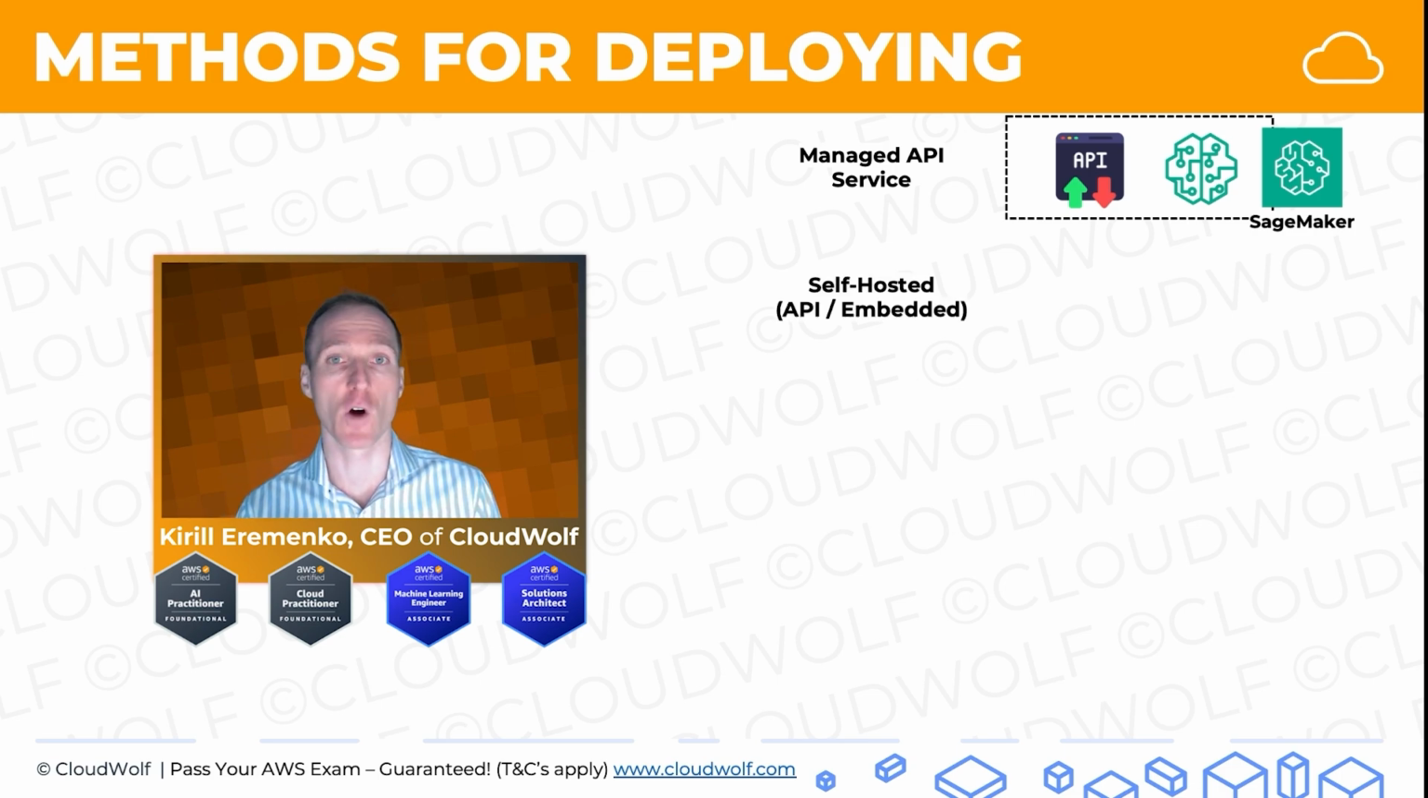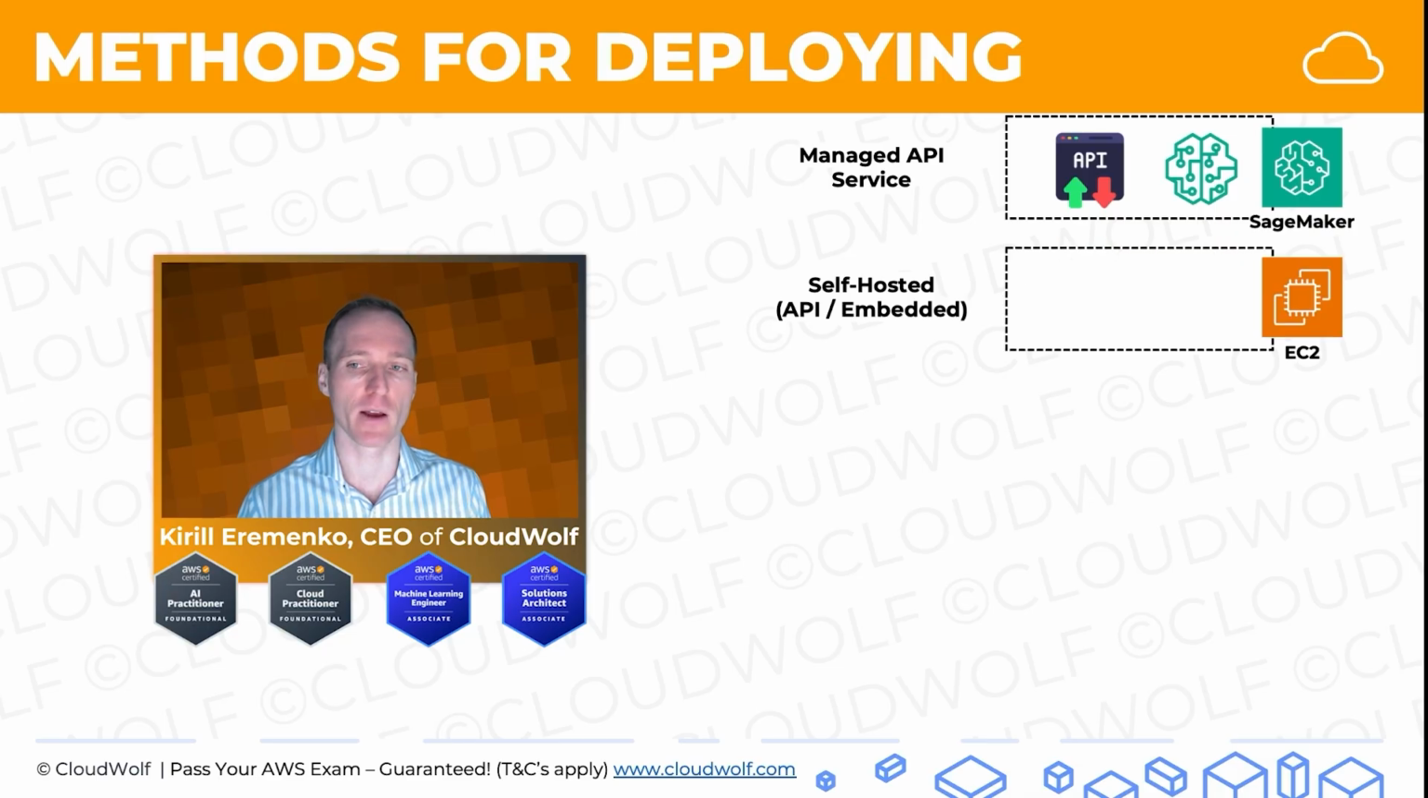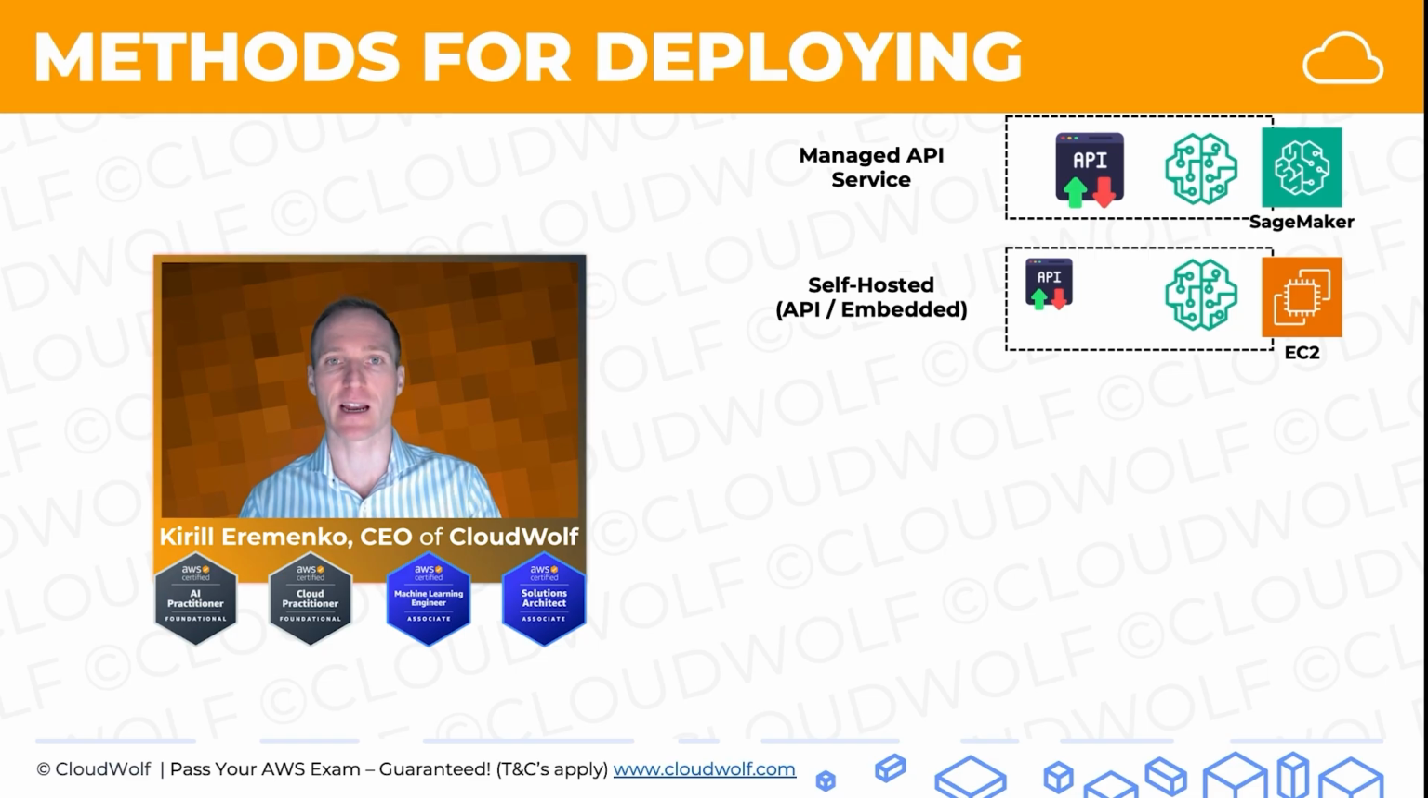Second one is a self-hosted method. On the exam, you might see something like self-hosted API. By the way, it doesn't have to be just API. It can be self-hosted without an API. What that means is, for example, you take an EC2 server, and there you would put your model, and then you would set up an API, your own API that you would need to scale. Like if the number of requests increases, you would need to make sure this whole thing scales well. So you would be taking care of this fully.